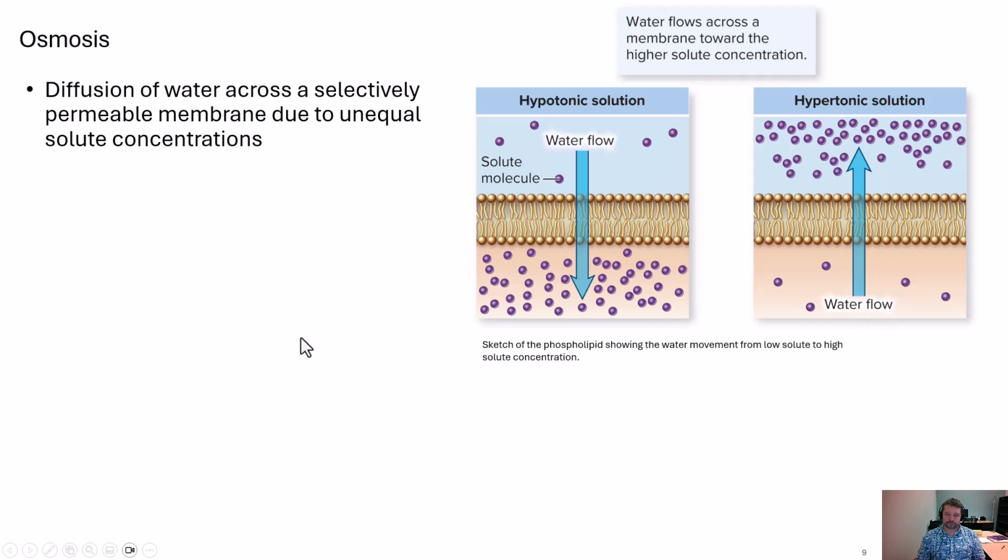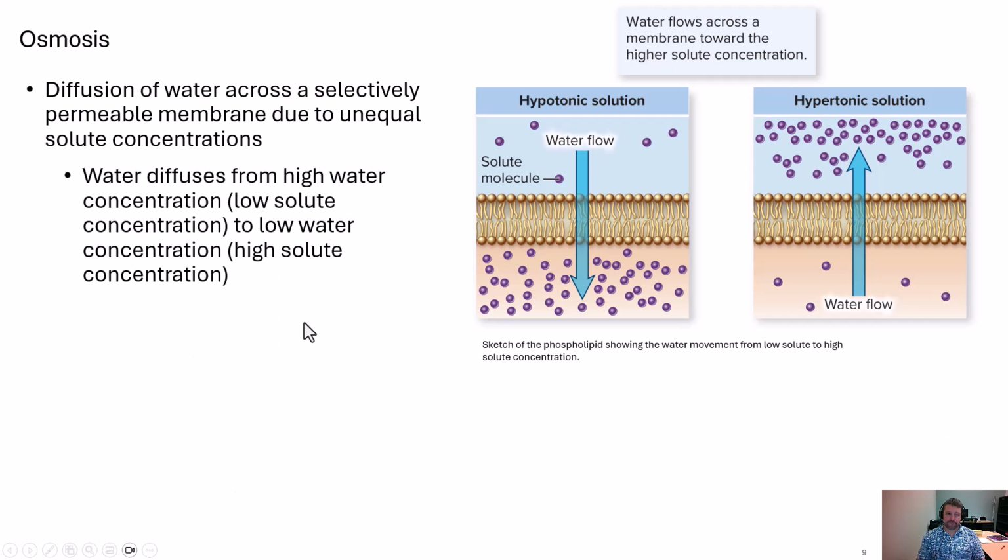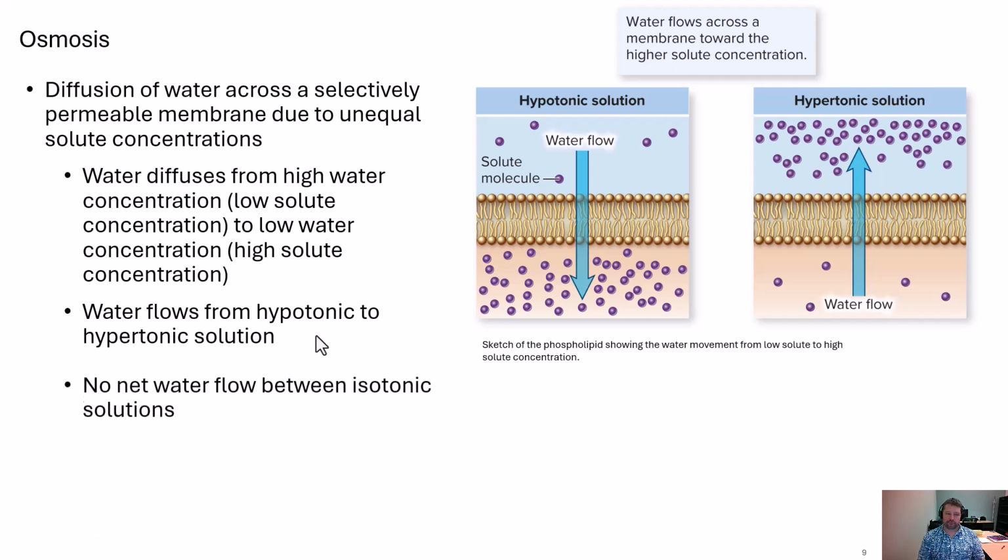A hypertonic means more solutes. Okay. So again, water diffuses from high water concentration or low solute concentration to a low water concentration or high solute concentration. Okay, and often we think of that as kind of being the opposite, because we're normally talking about the solutes that are in concentration. Okay. It flows from a hypotonic or low solute concentration to a hypertonic high solute concentration.